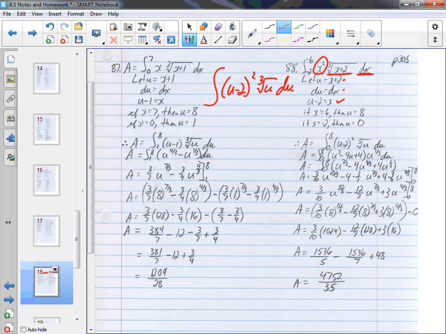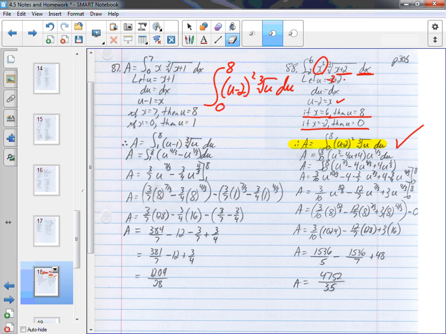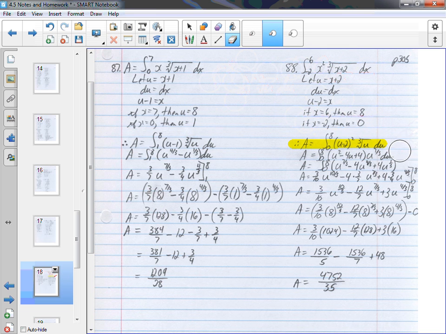Now, change the limits of integration. If x equals 6, then u would be 6 plus 2, so u equals 8. If x equals -2, then u equals -2 plus 2, u equals 0. So the limits of integration are now 0 and 8. That gets me there. So the area of that region is going to be the integral from 0 to 8 of u minus 2 quantity squared times the cube root of u du.